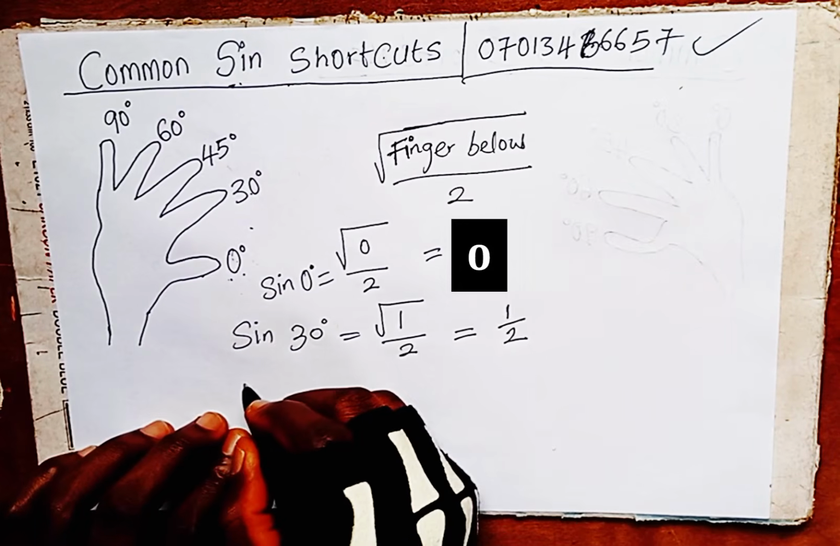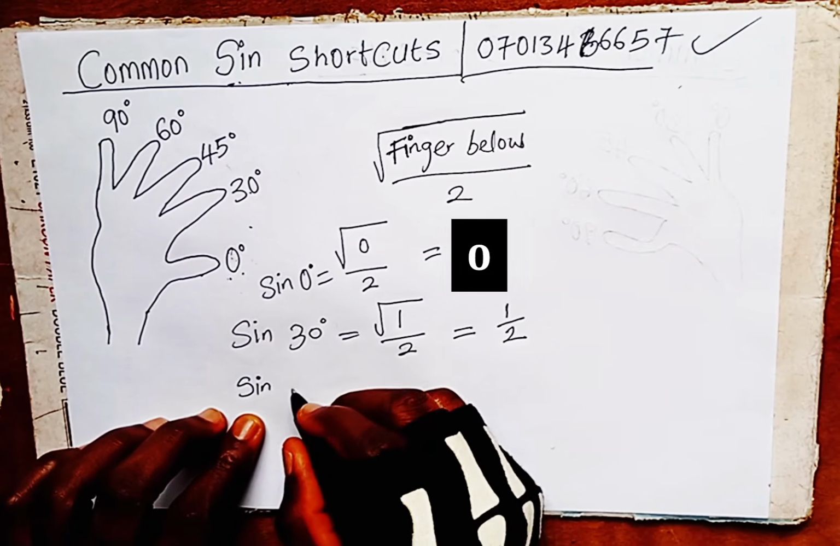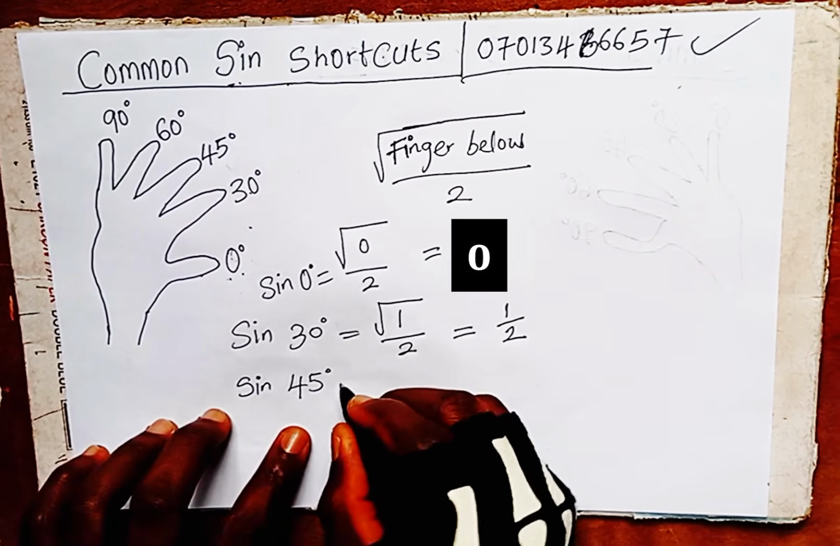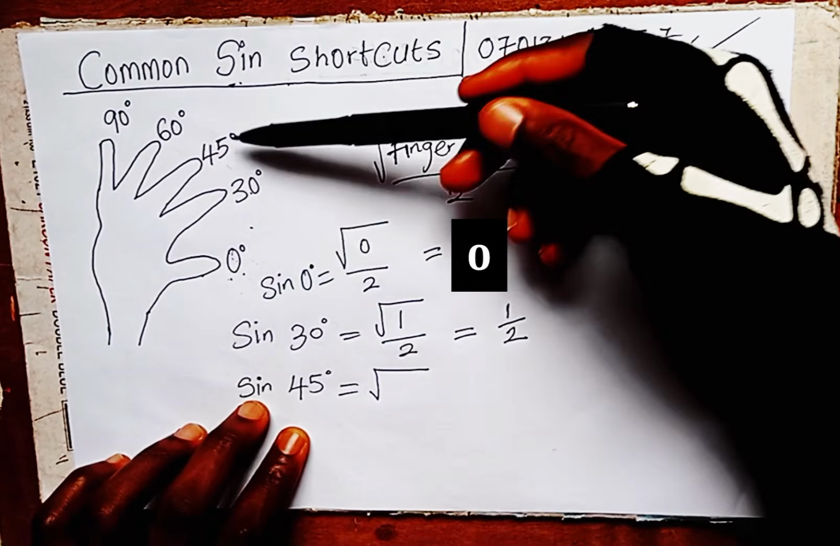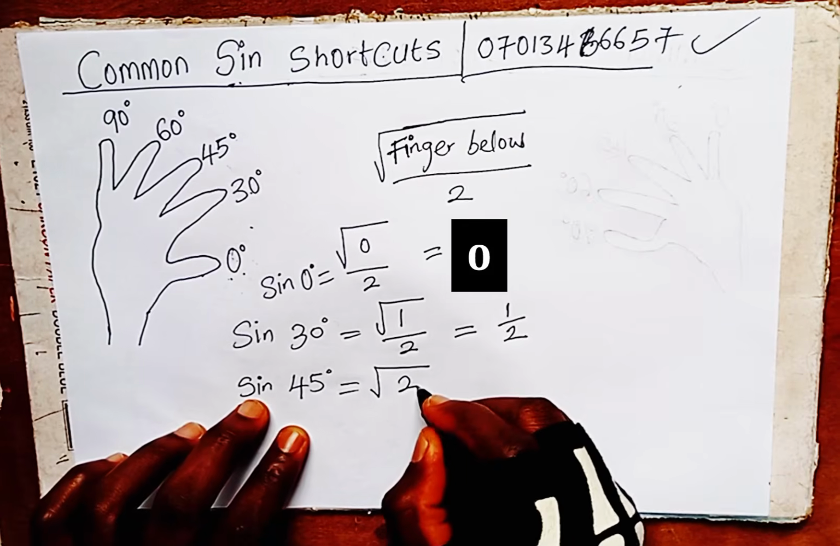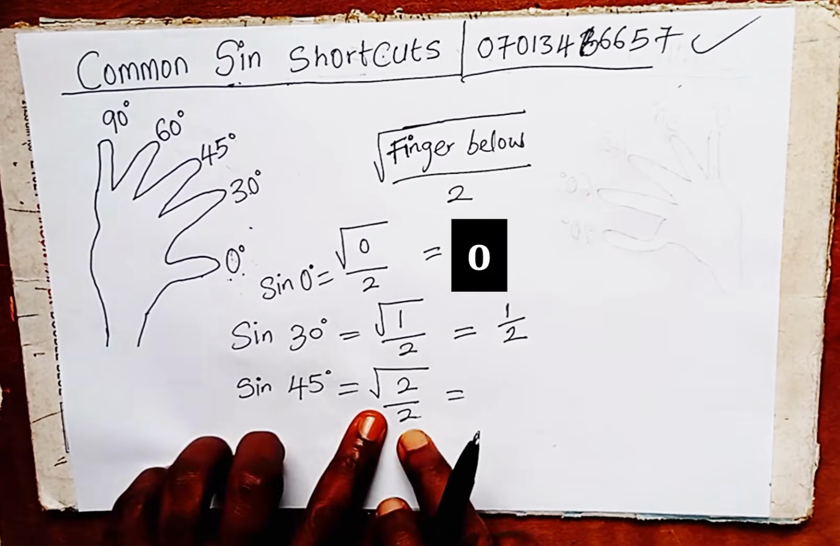The next we have here is sine 45 degrees. What do we do? The square root of how many? The number of fingers we have below 45. How many do we have? 1, 2. Just 2. Root 2 over 2. You can use this to solve like this.